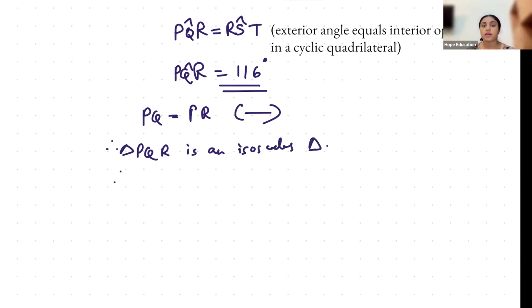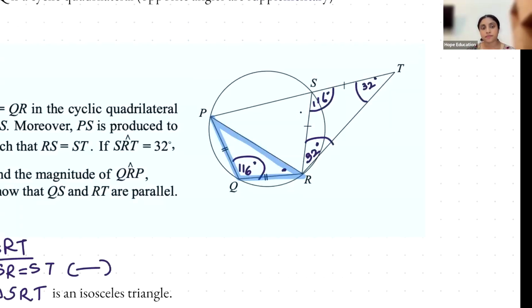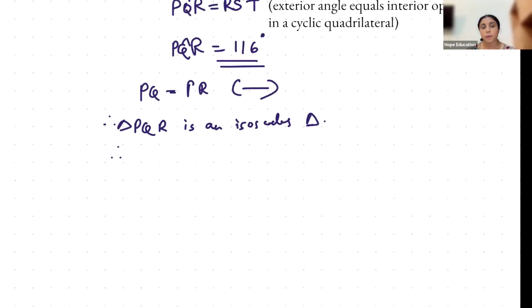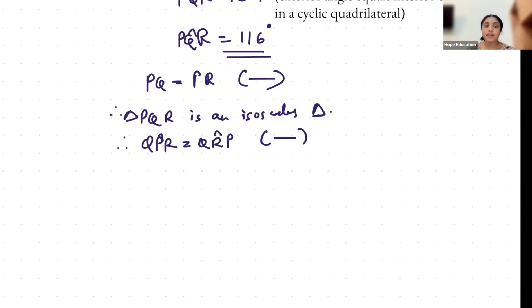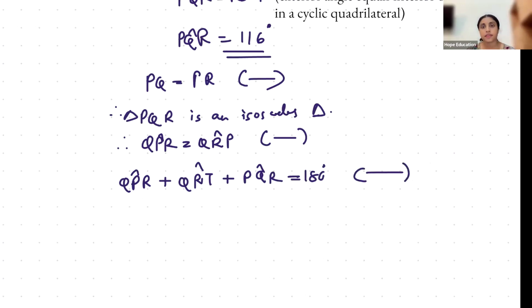Therefore, QPR and QRP are equal. QPR equals QRP. Reason: base angles of an isosceles triangle. Then QPR plus QRP plus PQR equals 180. Reason: sum of interior angles of a triangle.